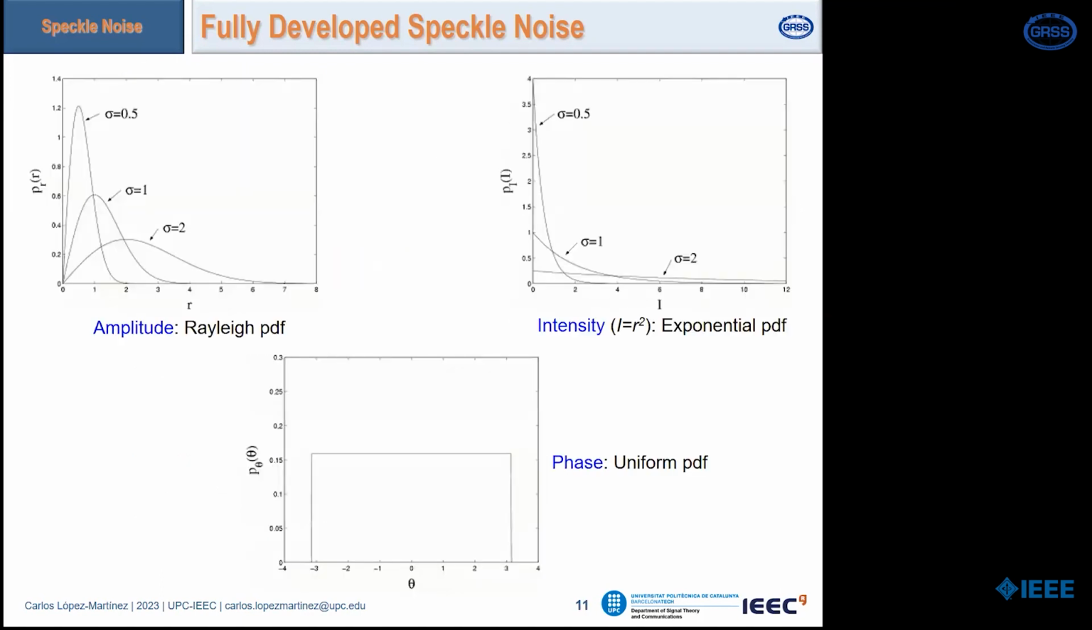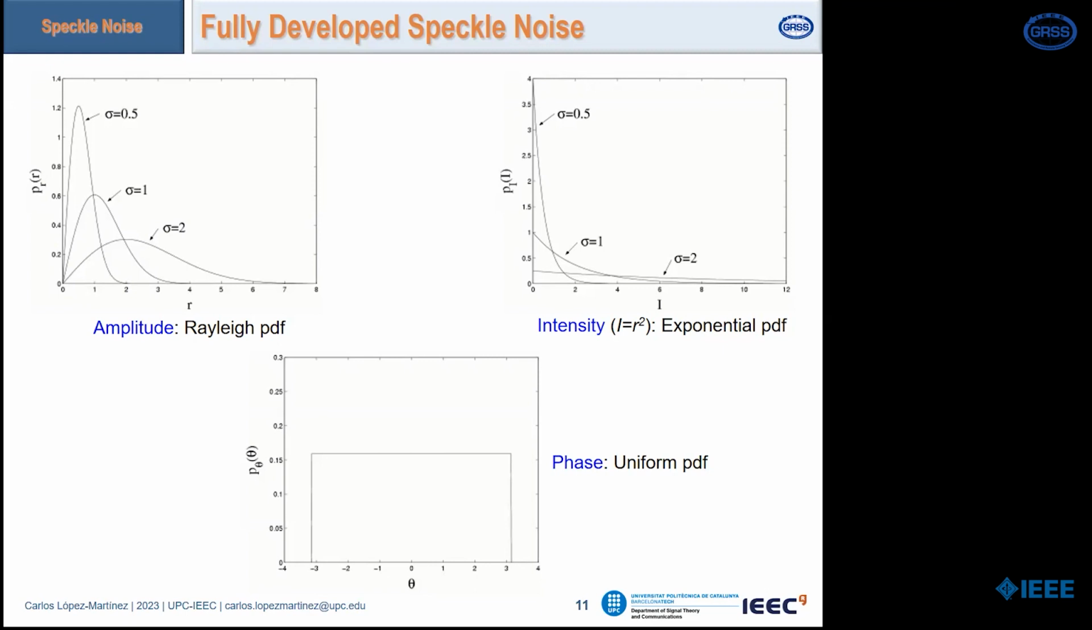How do they look? So this is how the distribution of the amplitude looks. If you take a SAR image and plot the distribution on a homogeneous area of the intensity, you will end up with a distribution like this. If you go to the exponential, the intensity, you will go here, and if you go to the phase, you will end up with a distribution like this.